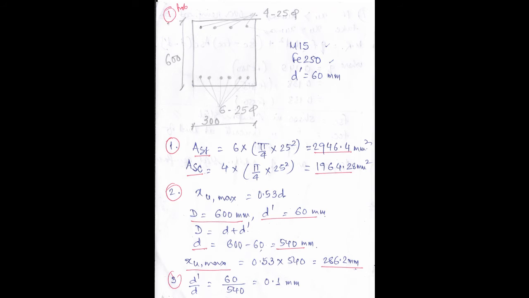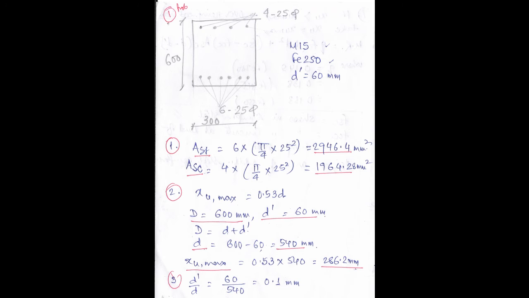Second step, as I have told you, find the depth of the balanced section according to the grade of steel given. In this problem, Fe250 is given, correct? So which value should we use? You see the formula. We should use Xu max equal to 0.53 into d. Correct? Now let us calculate the value of d. What is d? d is the effective depth. Here in this problem, the overall depth is given as 600 mm, correct? And the clear cover is given as 60 mm. So what is the total or overall depth?